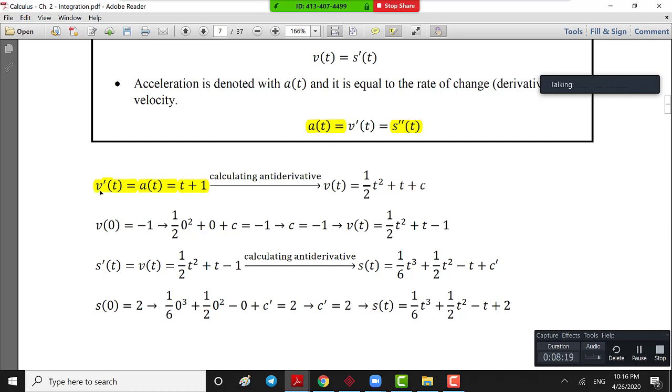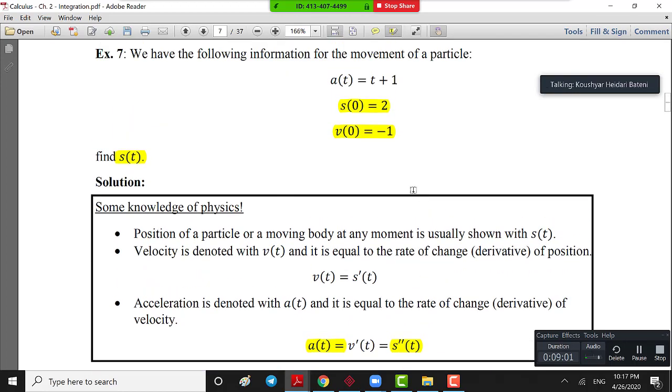So v is equal to the antiderivative of t plus 1, which is 1 over 2 t2 plus t plus c, right? For this differential equation, this function that we have found, this solution that we have found, is the general solution because it has an undetermined constant which is denoted by c. Now, we can determine this undetermined constant by using one of the initial conditions that is given to us, and it is v at 0 equal to minus 1.